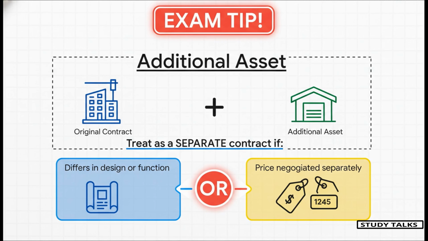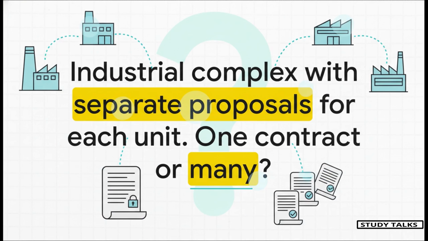And here's a pro tip for your exam. Let's say you're halfway through a project, and the customer says, hey, can you build this other thing for me too? Well, you treat that additional asset as a totally separate contract if one of two things is true. 1, it's really different in its design or function. Or 2, you negotiated the price for it completely separately from the original deal. Got it? Okay, let's put this into practice.